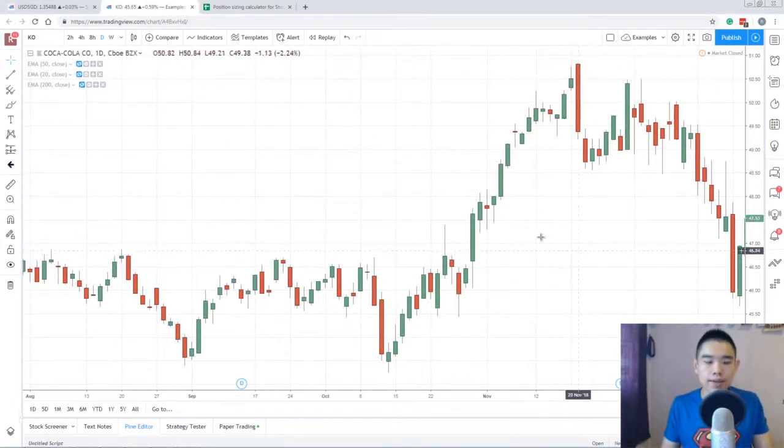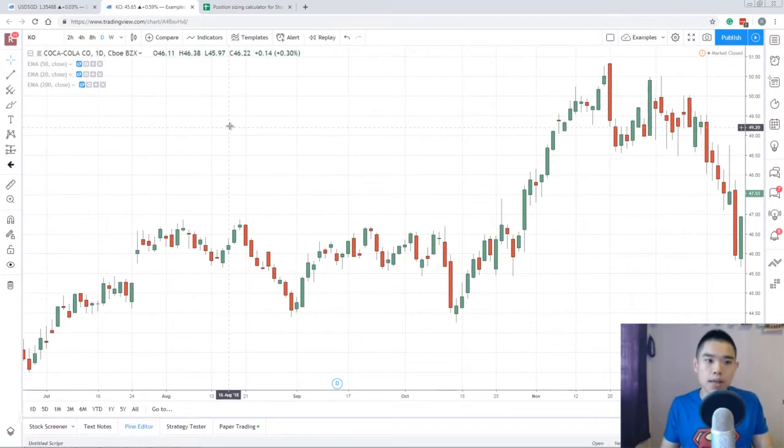Okay, so let's say this is the chart of Coca-Cola. Let's assume that Coca-Cola is a fundamentally strong company. Let's say earnings are improving, revenue is beating analyst estimates year on year, and all the good stuff is coming out of Coca-Cola. So that is a good piece of fundamentals, and that is a stock that we want to focus on. Next thing, we look at the technicals.